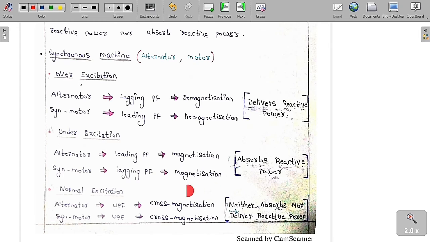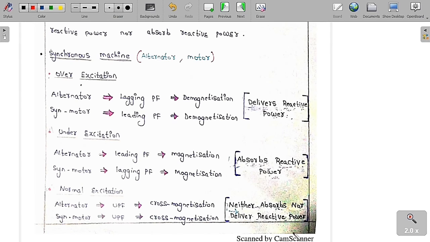And it is also going to absorb the reactive power. At normal excitation, EF cos delta is equal to P, and it is also called UPF. Here the alternator acts like a UPF, and only cross magnetization is present, with neither demagnetization nor magnetization. Therefore it neither absorbs nor delivers the reactive power. For the synchronous motor it is the same phenomenon: again UPF, same cross magnetization, same things happen.